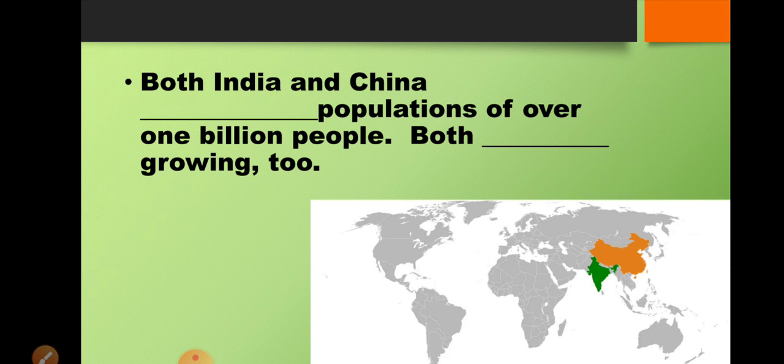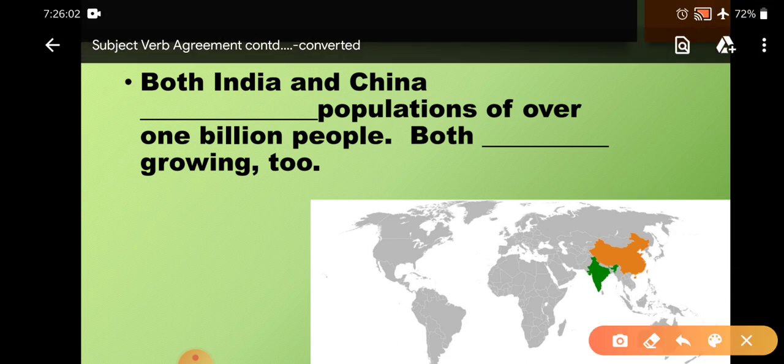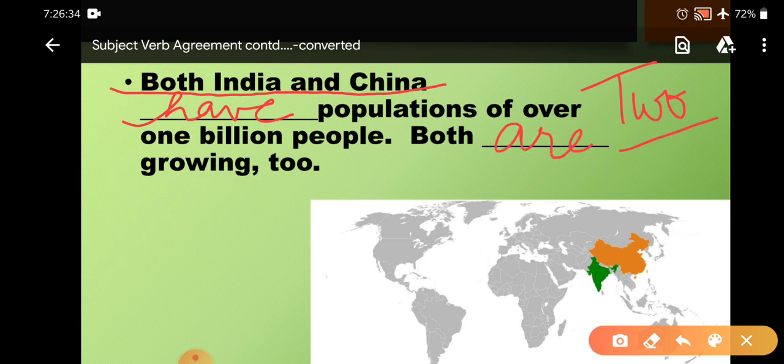Next, both. Use of both. Again, these are all sentences which we have revised today. Both India and China. Here we are referring to two different countries. Of course, it makes it plural. Very simple. Both India and China have populations of over 1 billion people. Both are growing too.